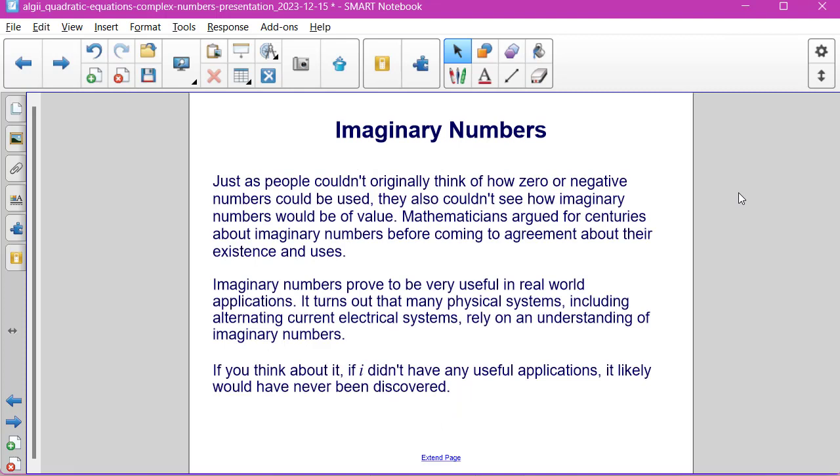Just as people couldn't originally think of how 0 or negative numbers could be used, they also couldn't see how imaginary numbers would be of value. Mathematicians argued for centuries about imaginary numbers before coming to agreement about their existence and uses. Imaginary numbers proved to be very useful in real-world applications. It turns out that many physical systems, including alternating current electrical systems, rely on an understanding of imaginary numbers. If you think about it, if i didn't have any useful applications, it likely would have never been discovered.